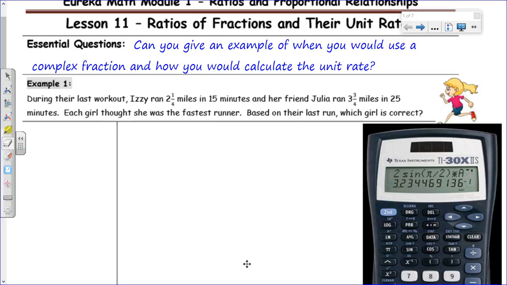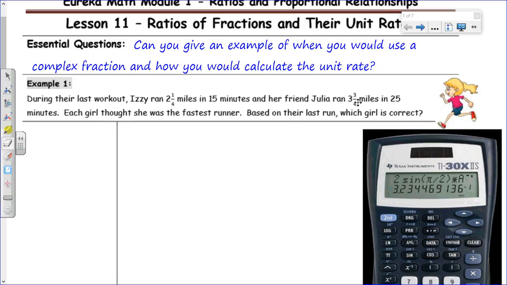During the last workout, Izzy ran 2 1/4 miles in 15 minutes, and her friend Julia ran 3 3/4 miles in 25 minutes. Each girl thought she was the fastest runner. Based on the last run, which girl is correct? Well, we know that unit rates can tell us a lot. They can help us compare. So let's go ahead and find the unit rate for Izzy and Julia.